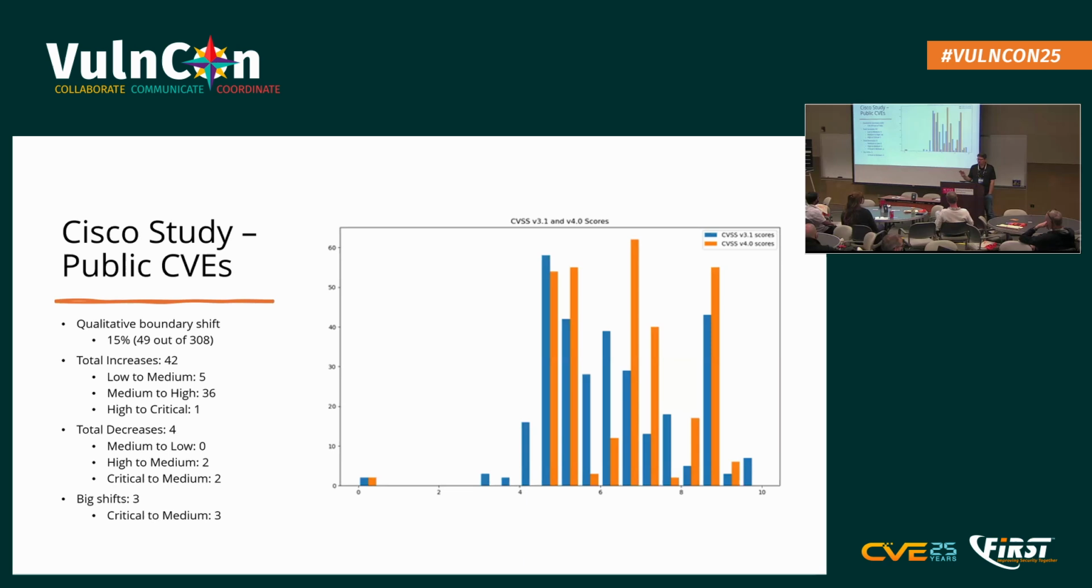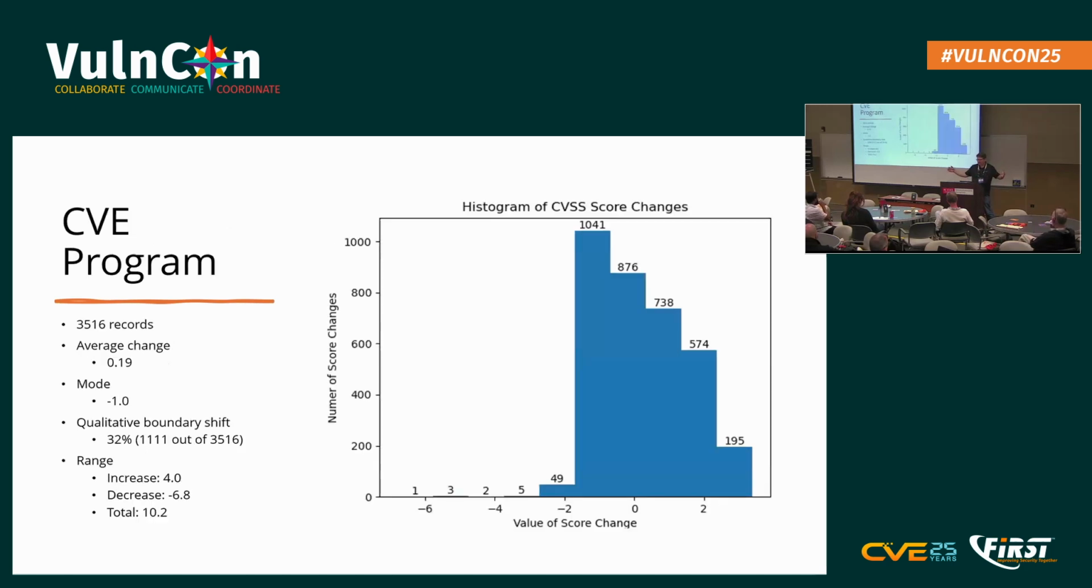That's a very small set of data, and Cisco has a certain set of vulnerabilities, right? Our products tend to be network-based devices and other things, not as many endpoints. So we have certain classifications of vulnerabilities that are more common. So let's look at a bigger set of data.